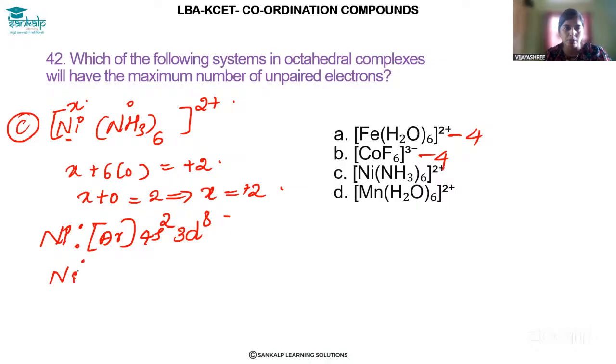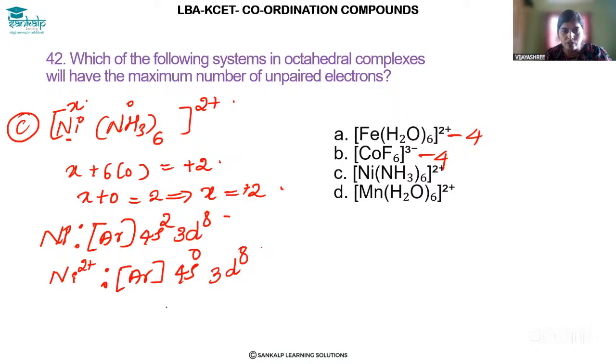So nickel 2 plus means 2 electrons are lost from neutral nickel, right? So nickel 2 plus means argon 4s0. Why I have written 4s0 means 2 electrons are lost from s subshell. Then 3d8. It remains 3d8.